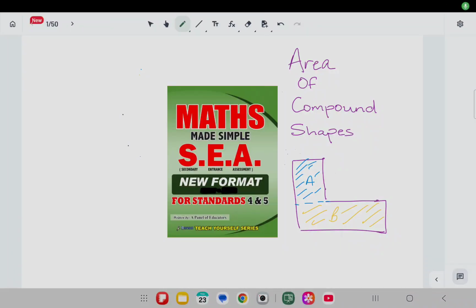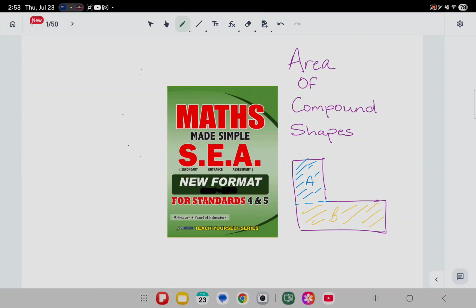Alright class, so today we're looking at area of compound shapes. As you know, compound shapes are formed by combining regular shapes together, for example, rectangles and squares. That's what we look at this level.